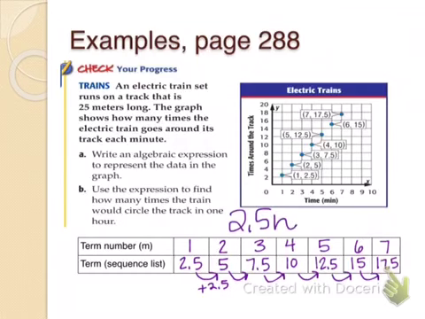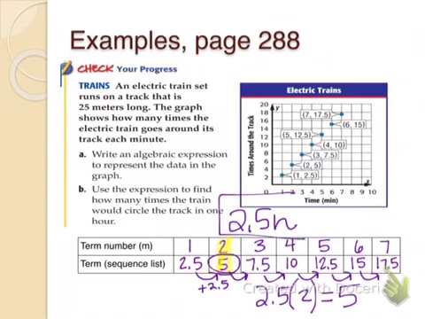2.5n. All right, now remember we've got to check that, so you can choose any of these values. I'm going to choose 2. So if I do 2.5 times 2, 2.5 times 2 gives me 5. Well, looking back at my table, that's what I wanted out, so I don't have to add or subtract anything. So my expression is just 2.5n.